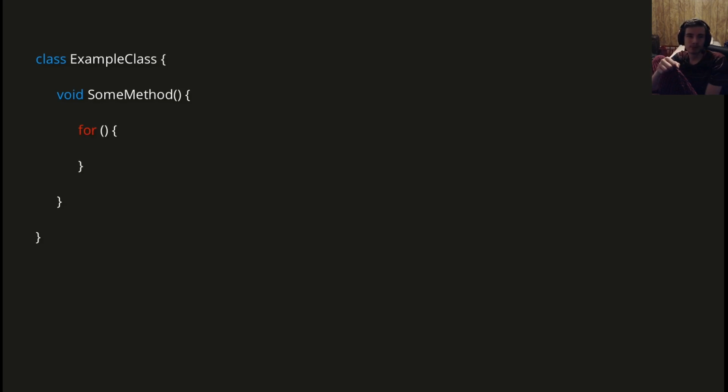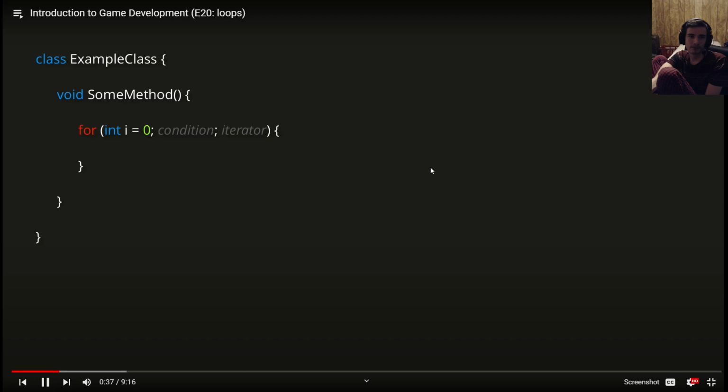Inside the parentheses, we have 3 sections separated by semicolons. The first is the initializer, the second is the condition, and the third is the iterator. The initializer section is where we create a local variable, usually an integer, which is conventionally called I, but you can make it anything you want, of course, and we initialize that to some value.